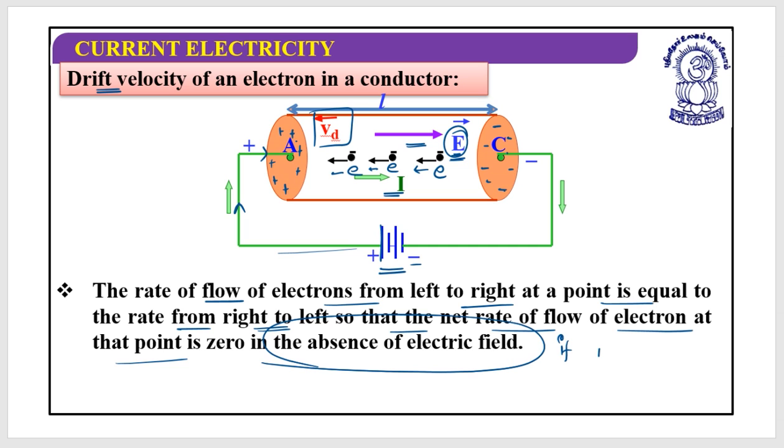So if PD is 0, I is 0, as we already discussed in the previous slides. One more time here: if no electric field is there, that means no potential difference is applied across the conductor, the current would be 0. Is it clear? Do you understand this?